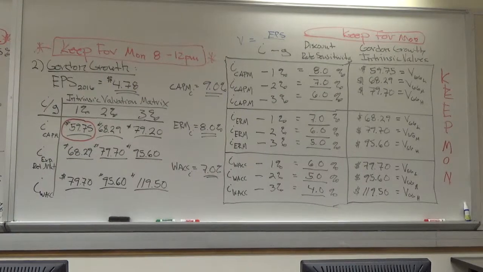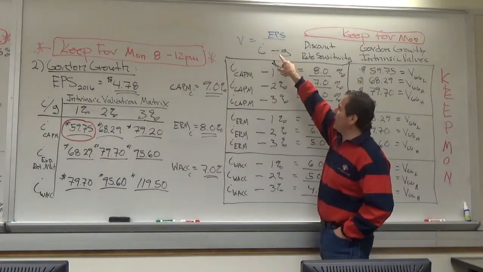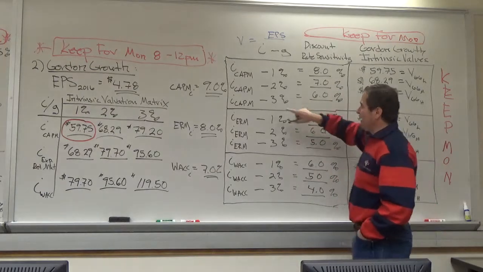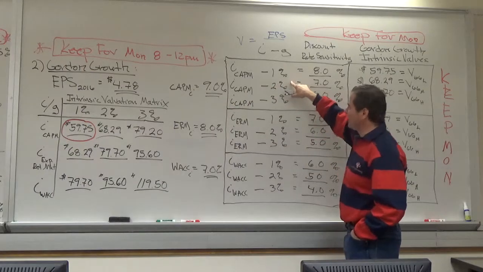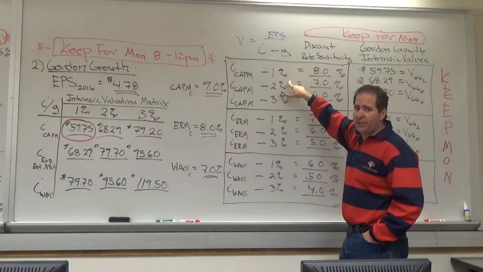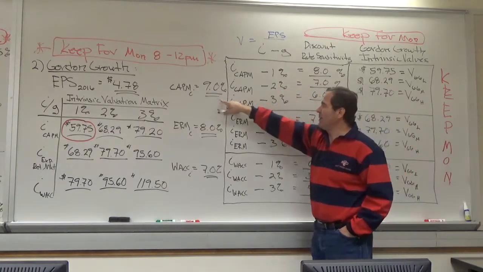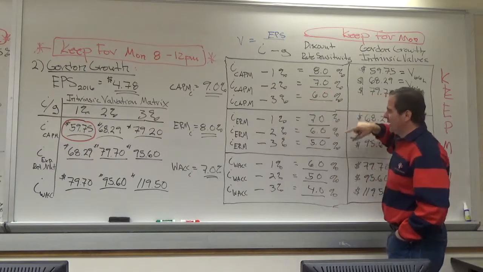Okay, now let's do Gordon growth. So the first thing to do is to get the denominator for Gordon growth, the I minus G. So we already have the capital asset pricing model, which was 9%, and now we subtract out the perpetuity growth rates for the earnings per share. So 9% minus 1 is 8, minus 2 is 7, minus 3 is 6.